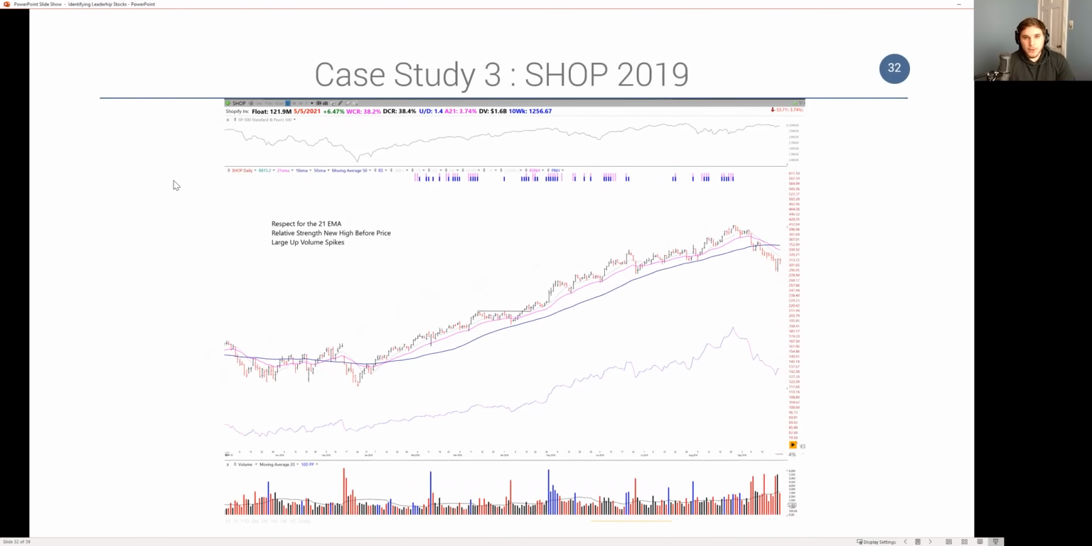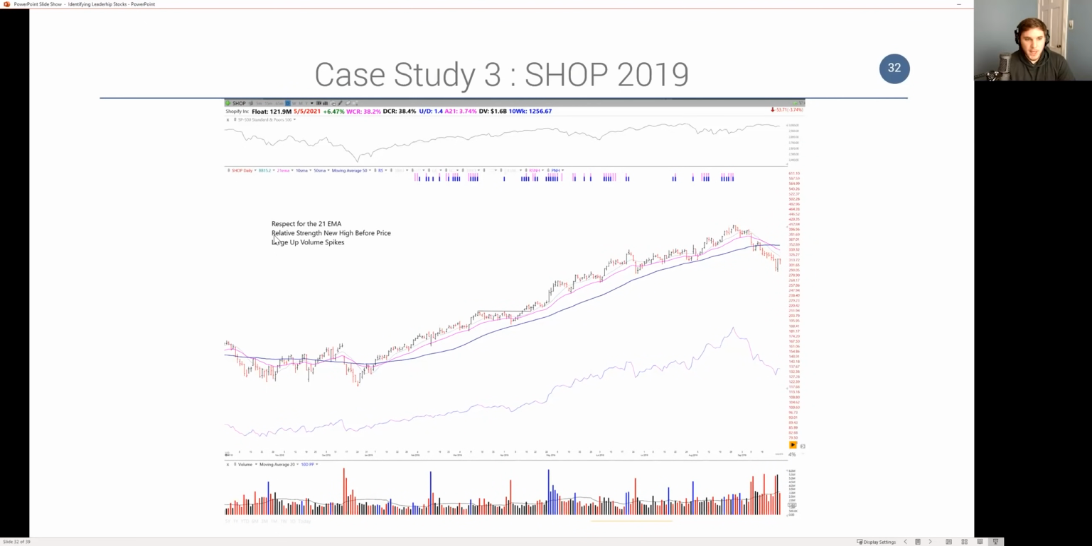So this is our third case study. We've got Shop in 2019. I didn't want to do only ones in 2020 because there were so many, but this happens every single year. The best stocks exhibit these same kind of winning characteristics. So we've got a nice longer term base here on this left-hand side. And then we break through the 50 SMA and all those key moving averages, and this starts the next uptrend.